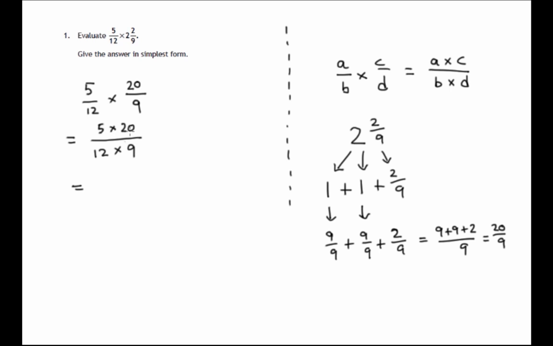So 4 goes into 20, 4 fives are 20, and 4 goes into 12, 4 threes are 12. So there's your cancelling, the common factor, top line, bottom line, and that leaves us a 5 times 5 in the top and a 3 times 9 on the bottom. So the final answer, 25/27.